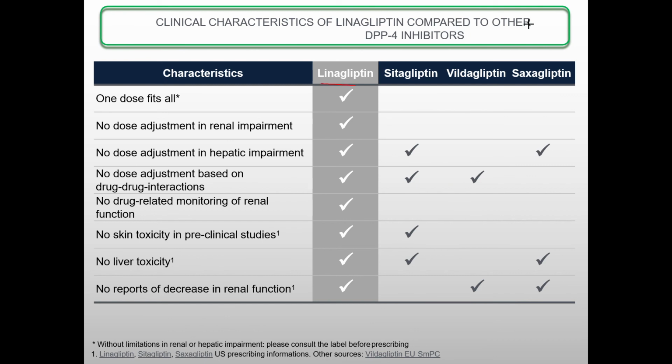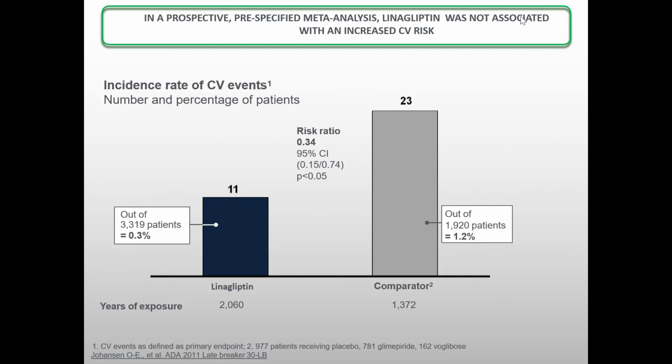Now this is the slide which shows the characteristics of linagliptin. Linagliptin is one dose fits all. There is no dose adjustment in renal impairment or hepatic impairment, no dose adjustment based on drug-drug interaction, no monitoring of renal function, no skin toxicity, no liver toxicity, and no reports of decrease in renal function with the use of linagliptin when compared with other DPP-4 inhibitors.